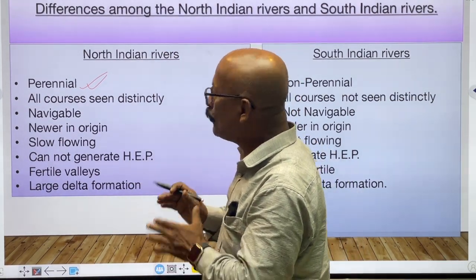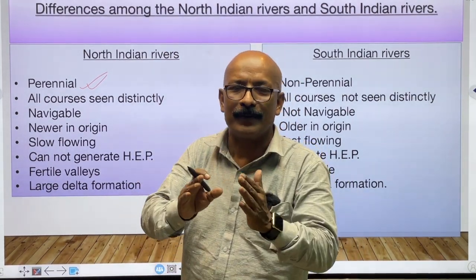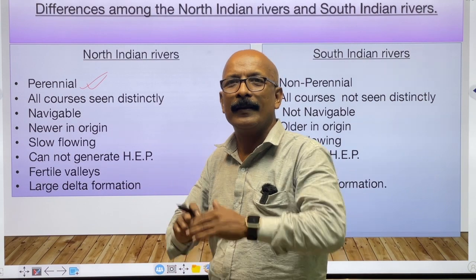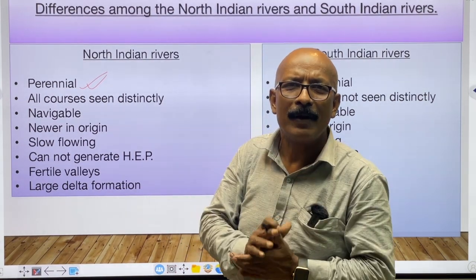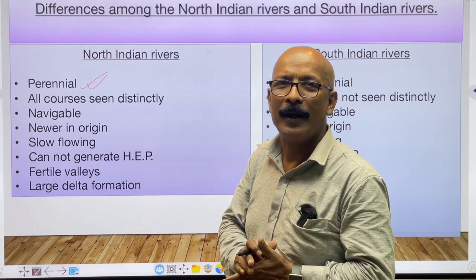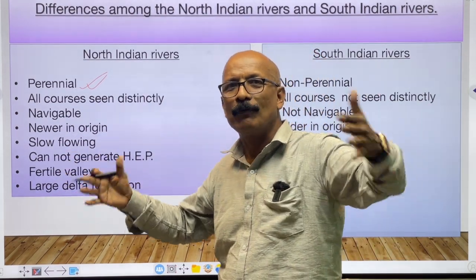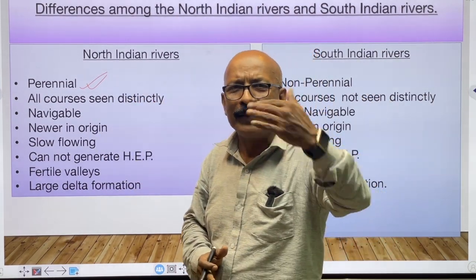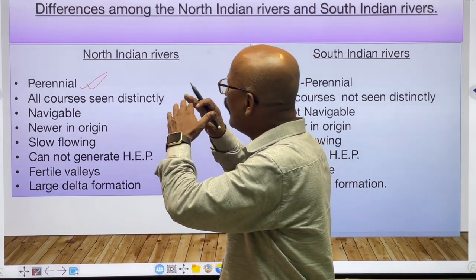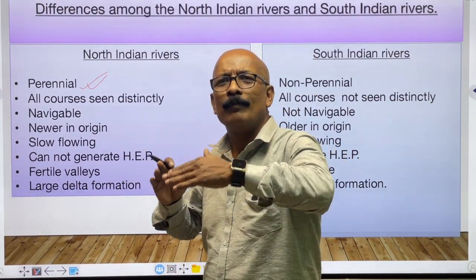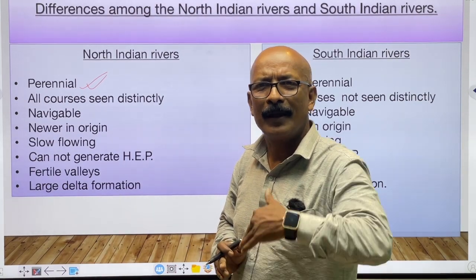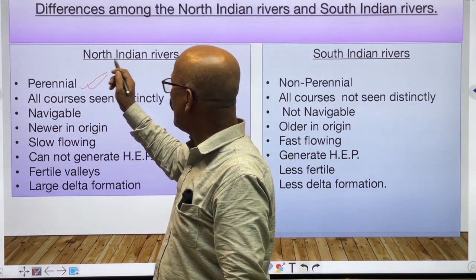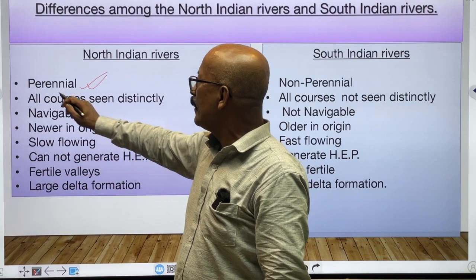Now as we know, the rivers of northern India originate from the glaciers of the great Himalayan mountain system. The glaciers are big, 3 to 5 square kilometers in size, and when all these glaciers melt, the rivers become full of water during the rainy season as well as during the winter season. So the rivers from North India are perennial.